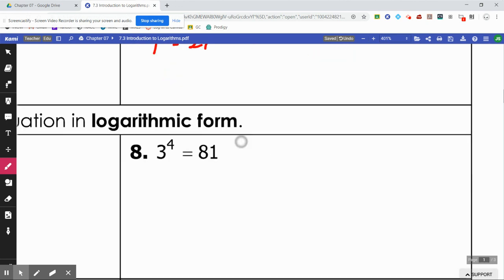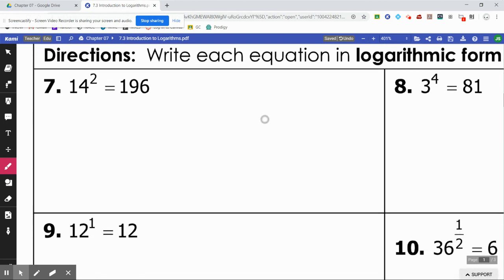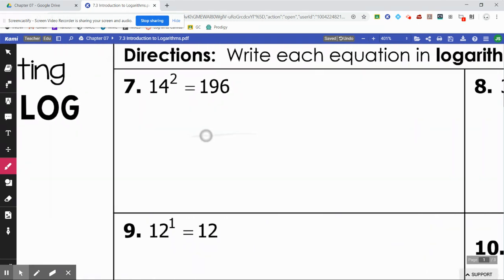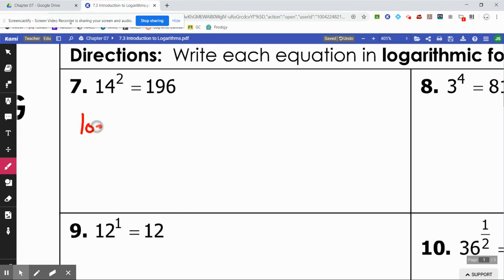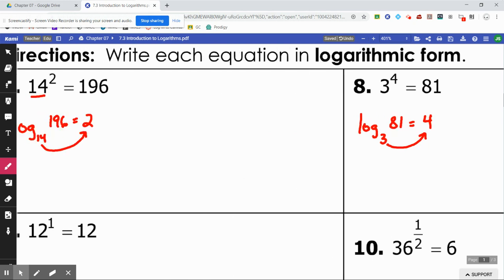Now let's go the other direction. Let's write each equation in logarithmic form. 14 squared equals 196. That would be a log. The base of your exponent goes down here. Log base 14 of 196 is equal to the exponent. And you remember 14 to the second is 196. Log base 3 of the number on the other side is equal to the exponent. 3 to the fourth is 81.